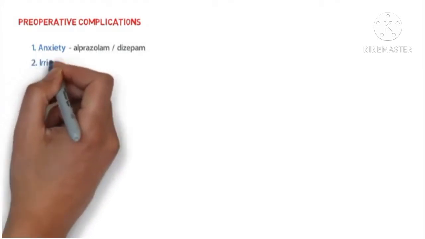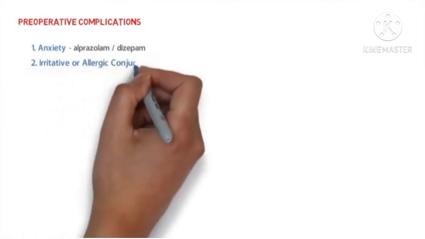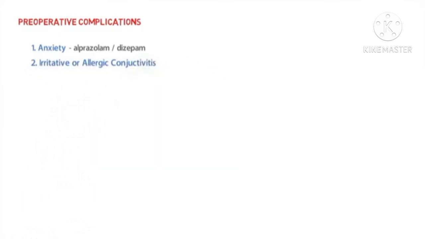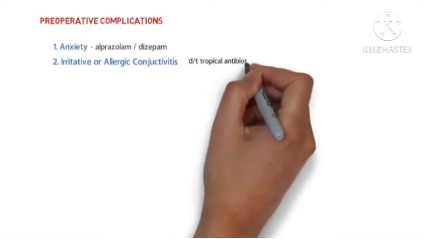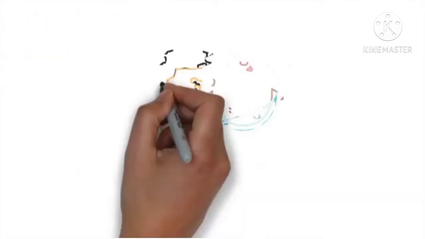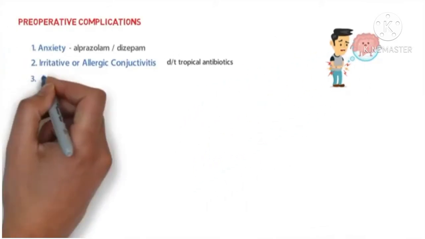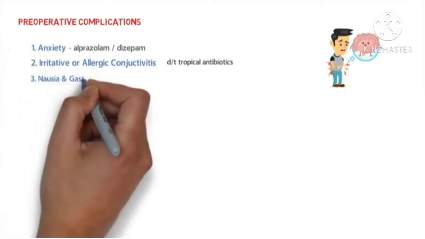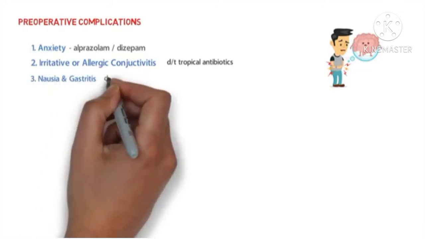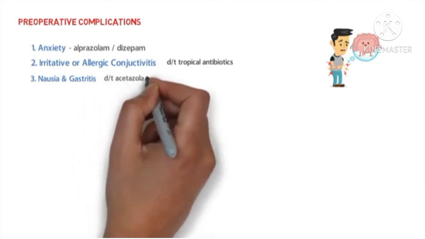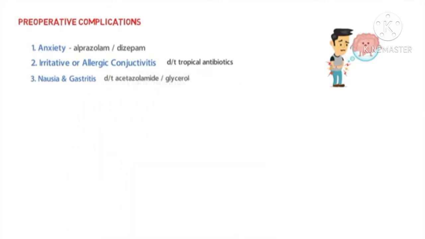The second one is irritative or allergic conjunctivitis. It may occur in some patients due to preoperative topical antibiotic drops. So it occurs due to topical antibiotics. Then the third one is nausea and gastritis. Why is there a problem like nausea and gastritis in the patient? Yes, it is due to preoperative medicines such as acetazolamide, and it can be due to medicines like glycerol. Antacids can usually relieve the symptoms.